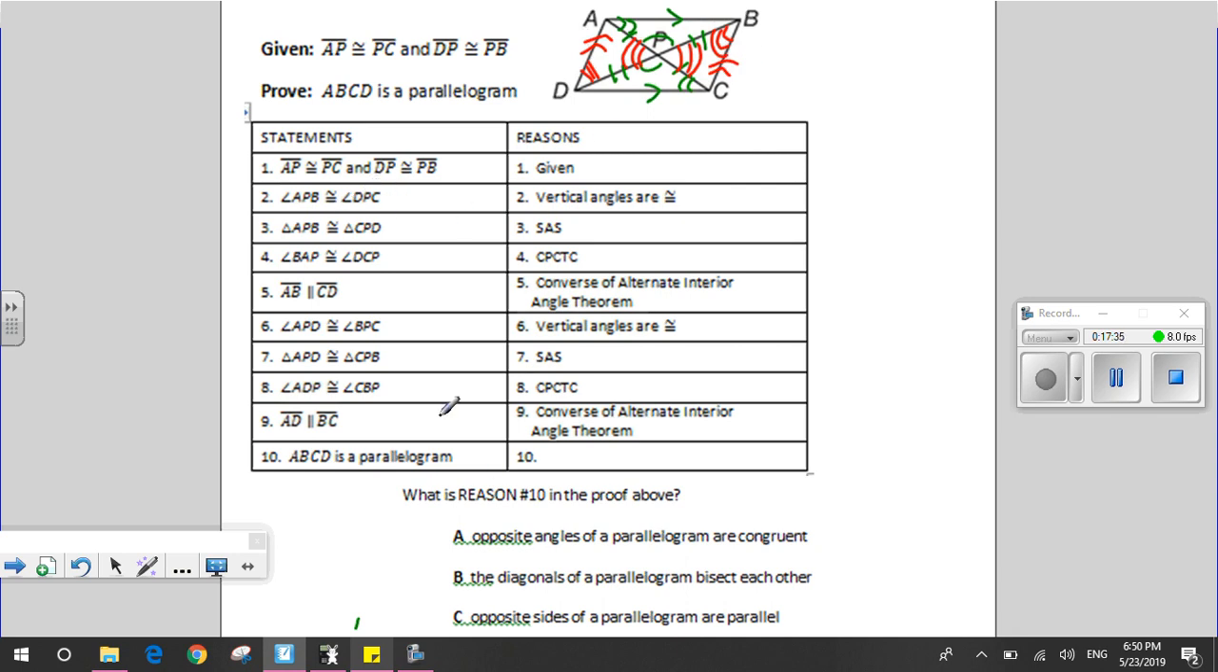So we have proved that both pairs of opposite sides are parallel. So that is why ABCD is a parallelogram. So our C would be the reason for 10, since both pairs of opposite sides of the parallelogram are parallel.